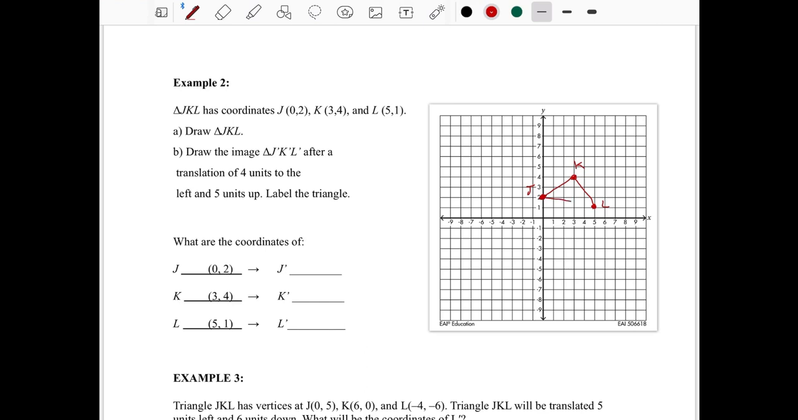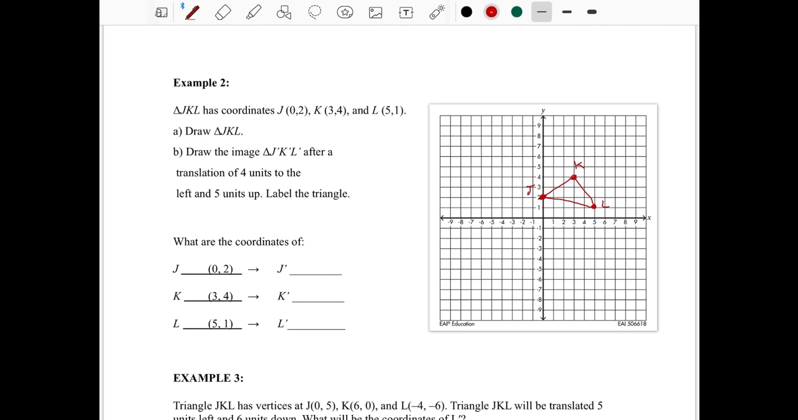And we connect those, making our triangle. Now, once we graph that, it says that we're going to draw the image of triangle J prime, K prime, and L prime after a translation of 4 units to the left, and then we're going to go 5 units up. And then we're going to label our triangle.